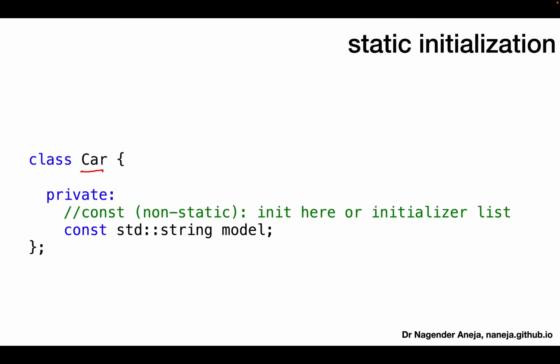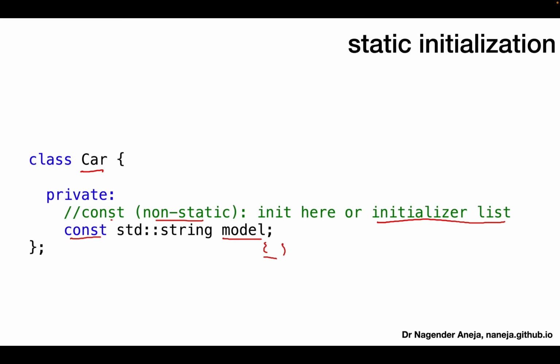We have a car, and this is constant, but it's non-static because we have not written static here. So we have a model, but this is constant. Constant means that once initialized, its value will not be changed. If the variable is non-static and constant, then we can initialize it here using brace initialization or assignment, or we can initialize it at the time of creation of the object, using the initializer list.